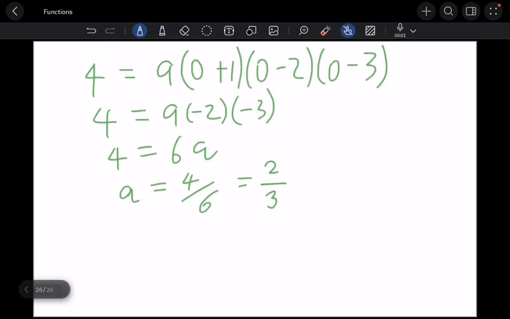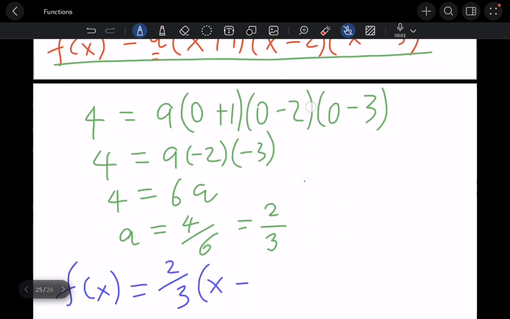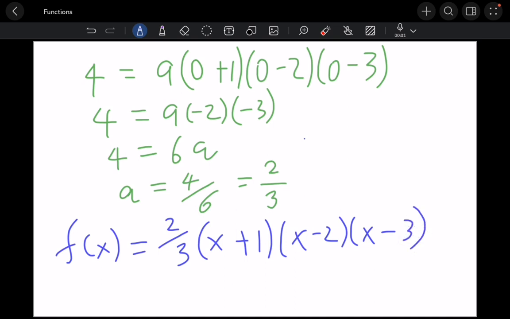And then if we plug everything back into the original equation that we got, we will have f of x is equal to 2 over 3 times (x plus 1)(x minus 2)(x minus 3), and then we are done. Okay, this is our equation.